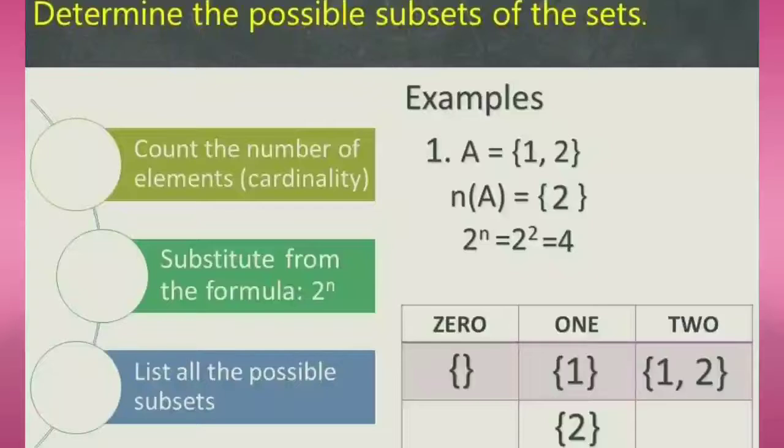So how many possible subsets of the set? We have 4. So let us list all the possible subsets. The empty set or null set. And we have one element, which is 1 and 2. And we have two elements, we have 1 and 2. Let us count the possible subsets. 1, 2, 3, and 4. So therefore, there are 4 possible subsets of the set A which has the elements 1 and 2 using the formula 2 raised to n. Did you get it? Very good.